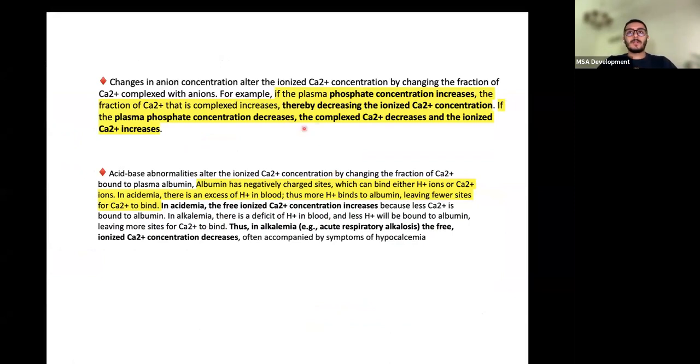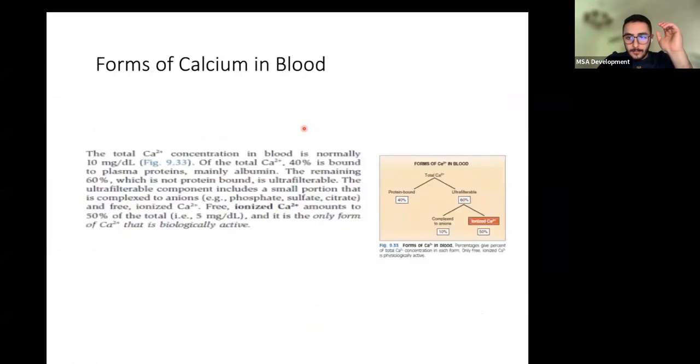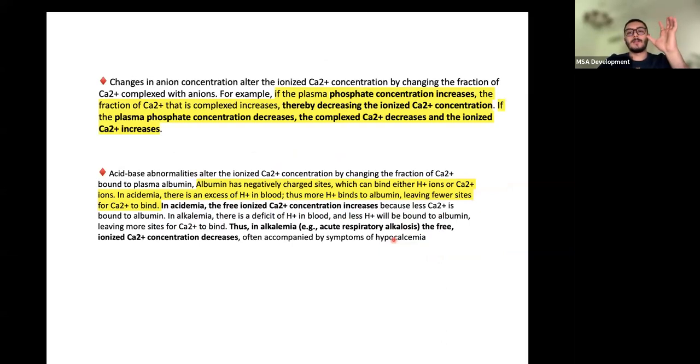So for example, for the first one, if we increase the phosphate, before explaining this, I want you to keep this in mind. Whenever phosphate is in the blood, it is usually bound to calcium, which is this 10% complex to anions, okay? Usually phosphate runs with calcium. So if you read this, he's trying to tell you if we increase phosphate in the blood, the bound calcium increases since negatively charged phosphate binds with positively charged calcium, okay?